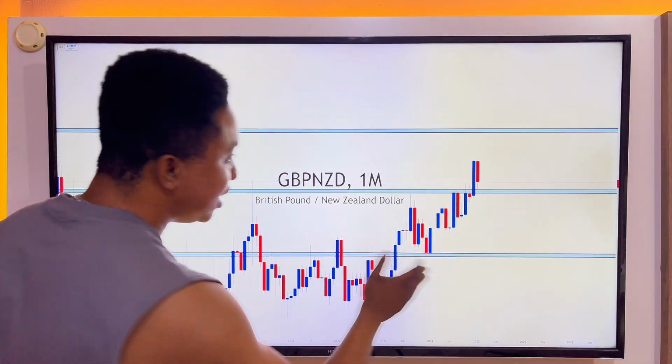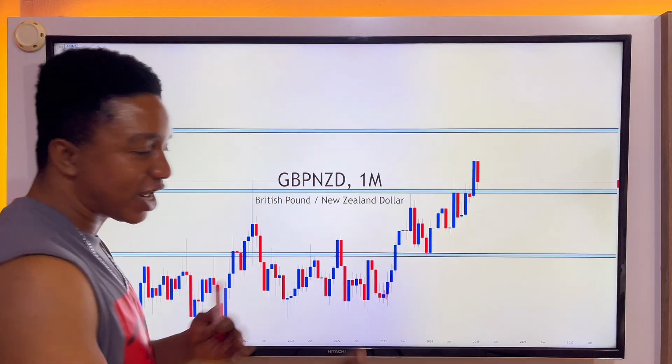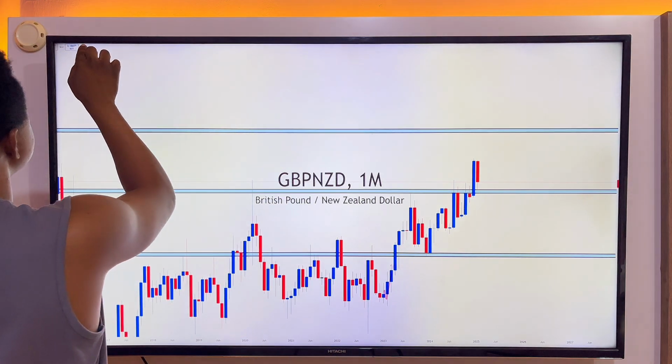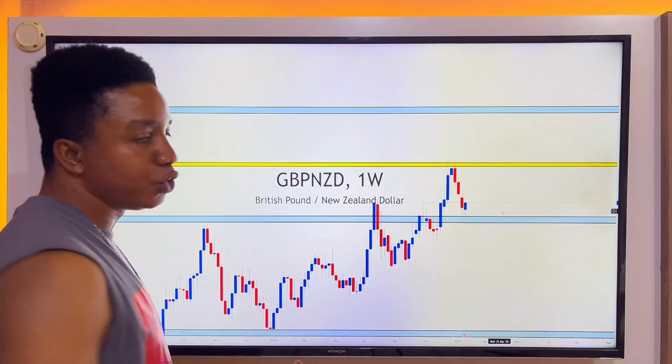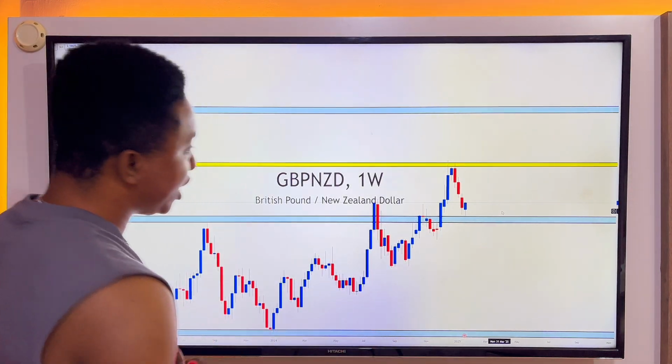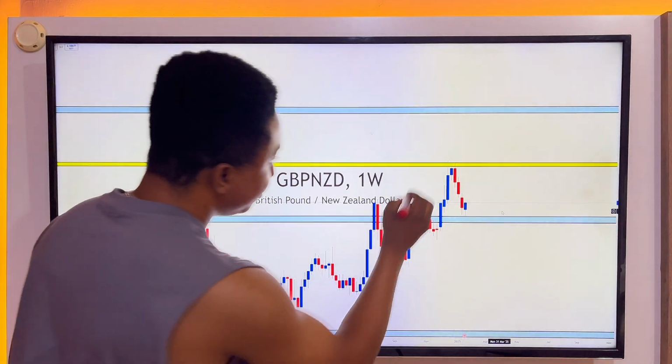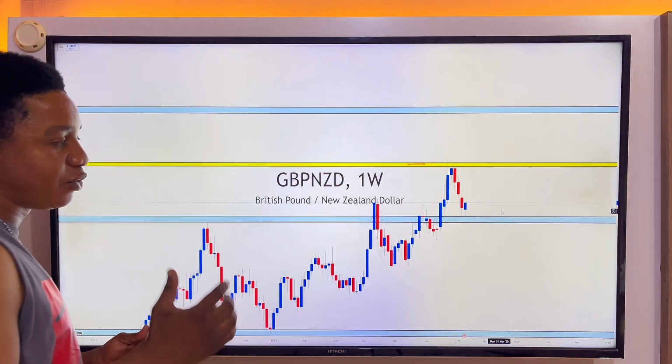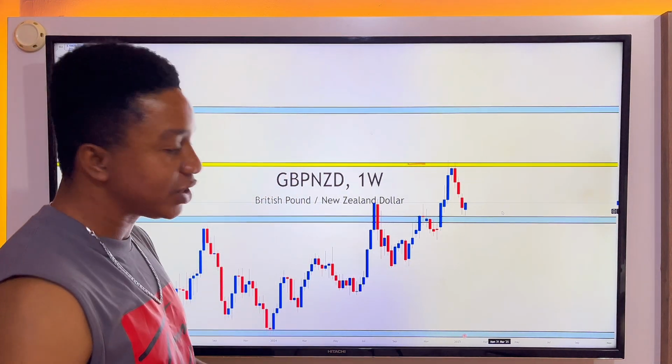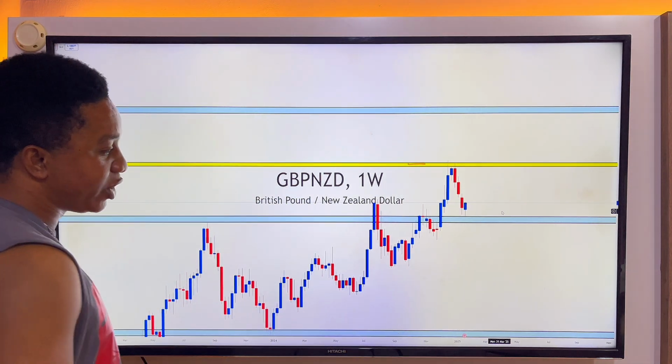So GBPNZD, moving on to weekly time frame for further analysis. All right, so this is also GBPNZD on the weekly time. On the weekly time frame, let's explain. We have a weekly mid-range over here. What is the weekly also doing? The weekly is also giving us what? A very beautiful uptrend as well.